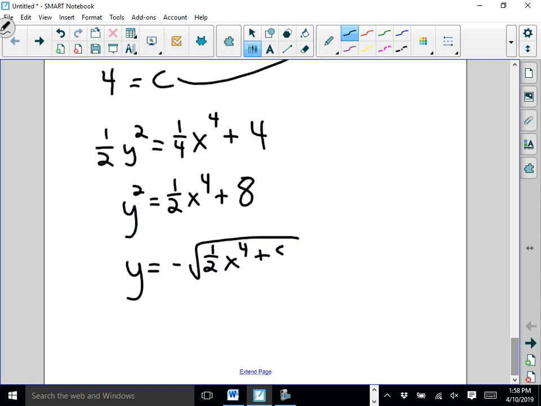I'm not going to simplify that anymore. But again, you can do your test. When I plug in 2 for x, I should get negative 4 for y. 2 to the 4th here is 16. 16 divided by 2 is 8. 8 plus 8 is 16. The square root of 16 is 4. But that minus out there in front of the square root makes my answer negative 4. So it has to be the minus square root.